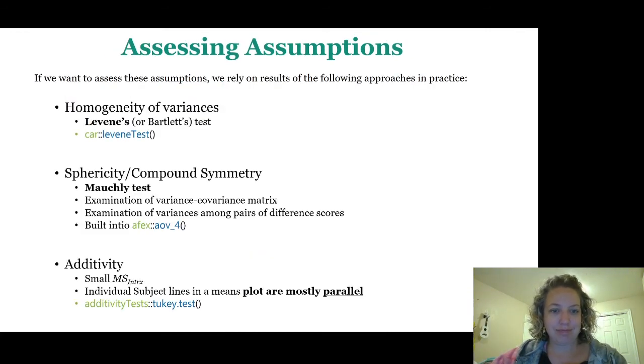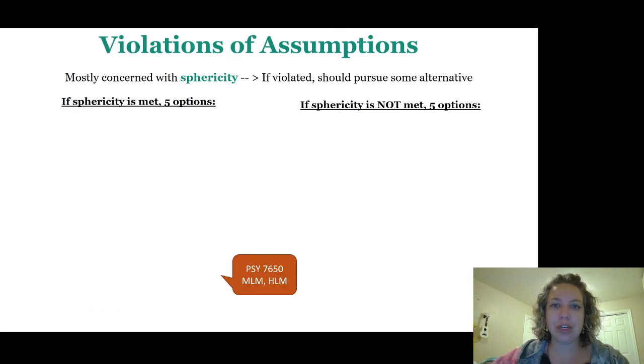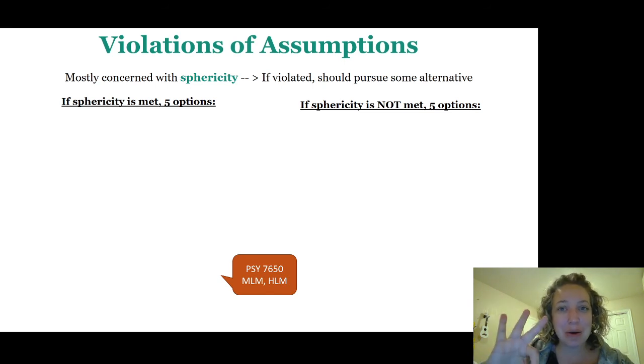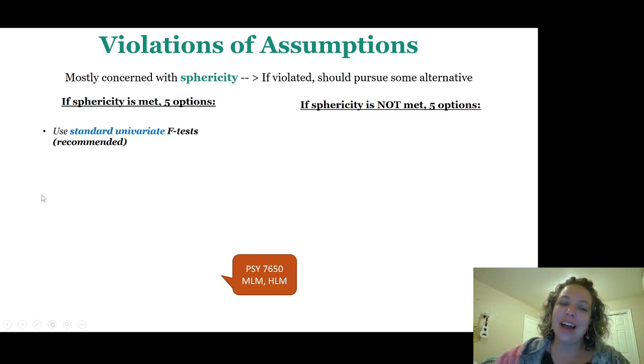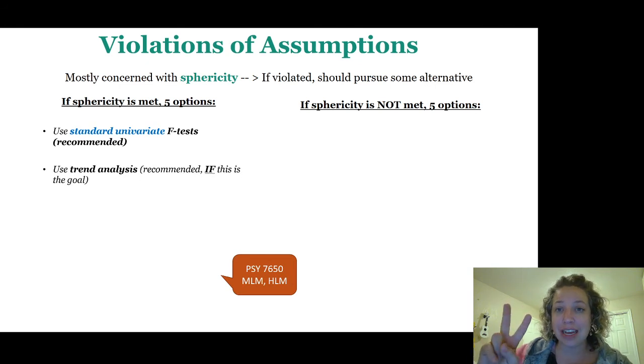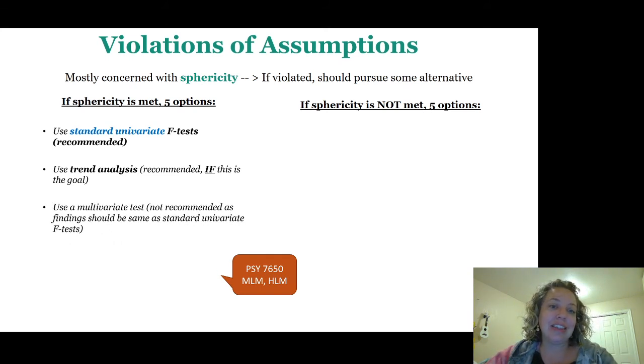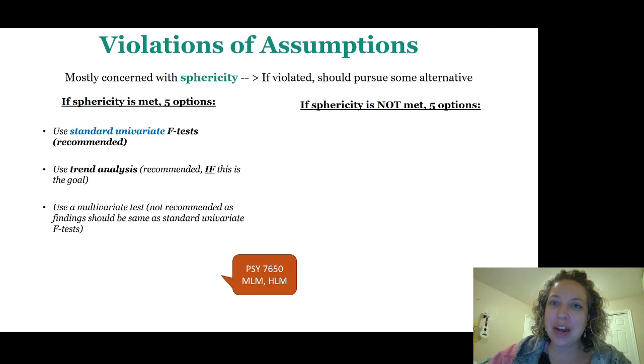Okay. So what happens if we fail some assumptions? Well, sphericity can be violated. If sphericity is met, if it's okay, there are 5 different options to proceed. The most often recommended is the standard univariate F test, and that's what we're going to learn. The second is a trend test, if a trend is what you're looking for, and usually this is trend over time. Multivariate tests, which are MANOVA, are not recommended in general, like ever anymore. If anyone asks you to run a MANOVA, run for backup, because you'll want to defend your criteria not to do a MANOVA.